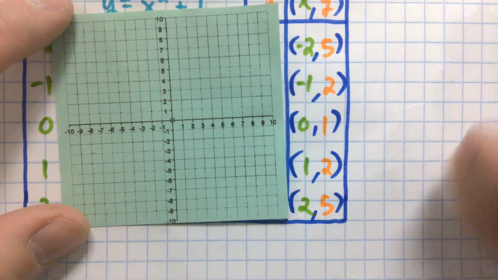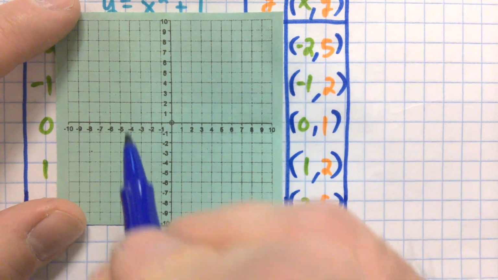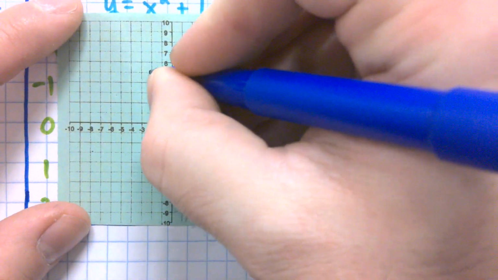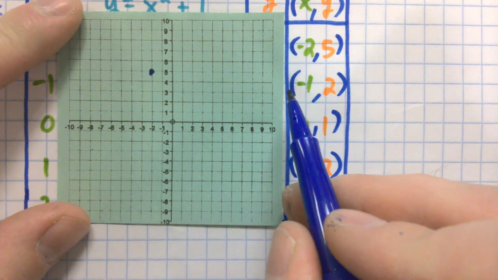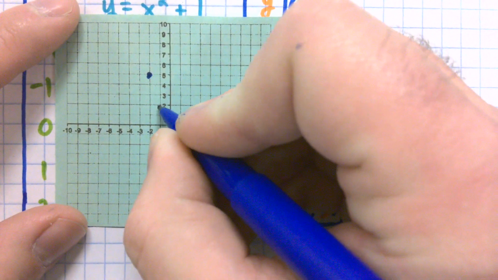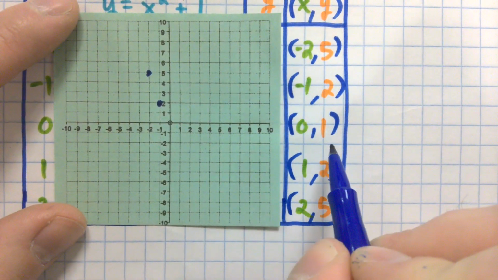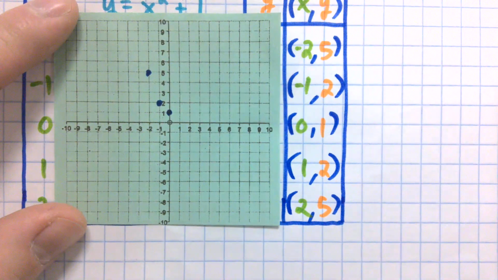You will have to do this eventually, so make sure we're paying attention. This first point, -2, 5. I'm going to go -2 on the x, +5 on the y. Make my dot right there. Then I've got -1, 2. -1, up 2, make a dot. 0, 1. There's my y-intercept right there at 1.